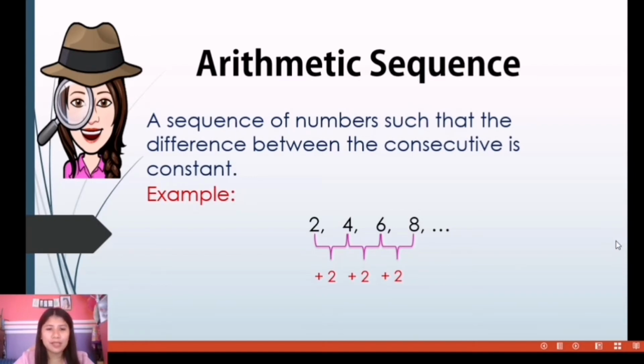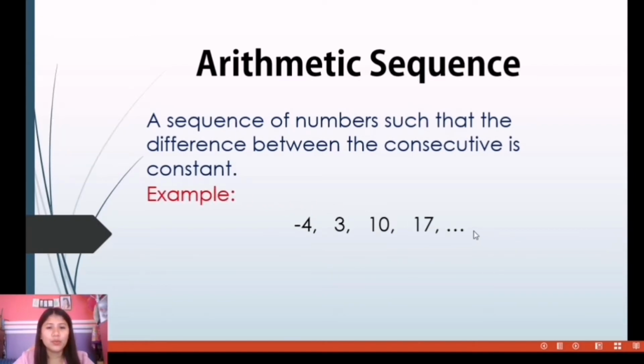Okay, another example. We have negative 4, 3, 10, and 17. Same process, 3 minus negative 4, 10 minus 3, and then 17 minus 10. So 3 minus negative 4, that is positive 7. Then 10 minus 3, that is positive 7. Then 17 minus 10, same 7. So they have a common difference. So this sequence is what we call an arithmetic sequence. Okay?